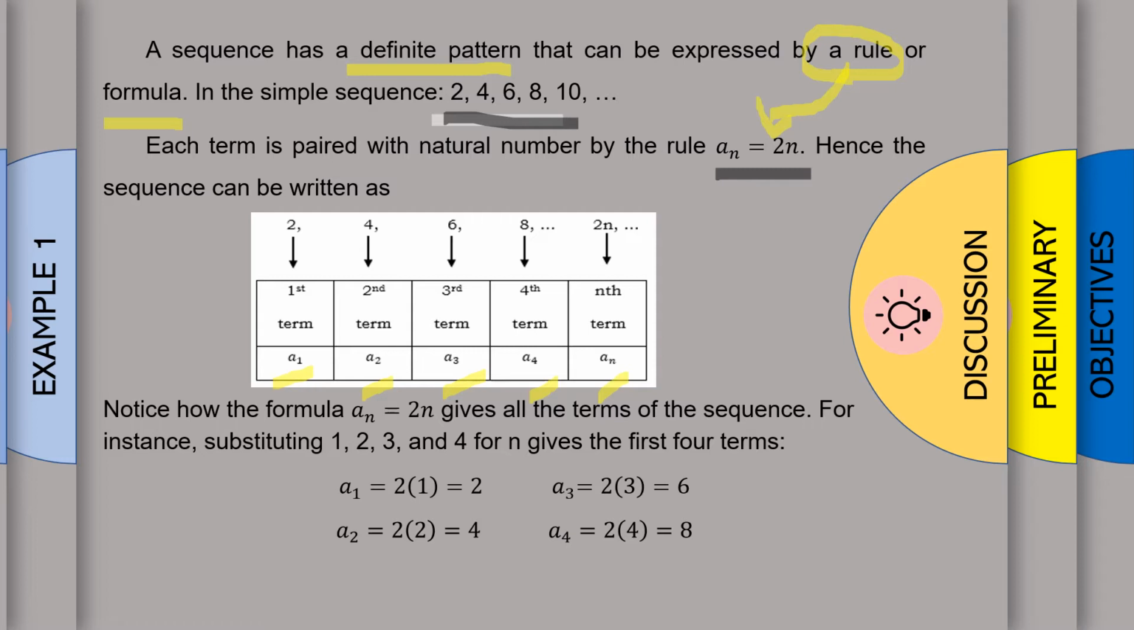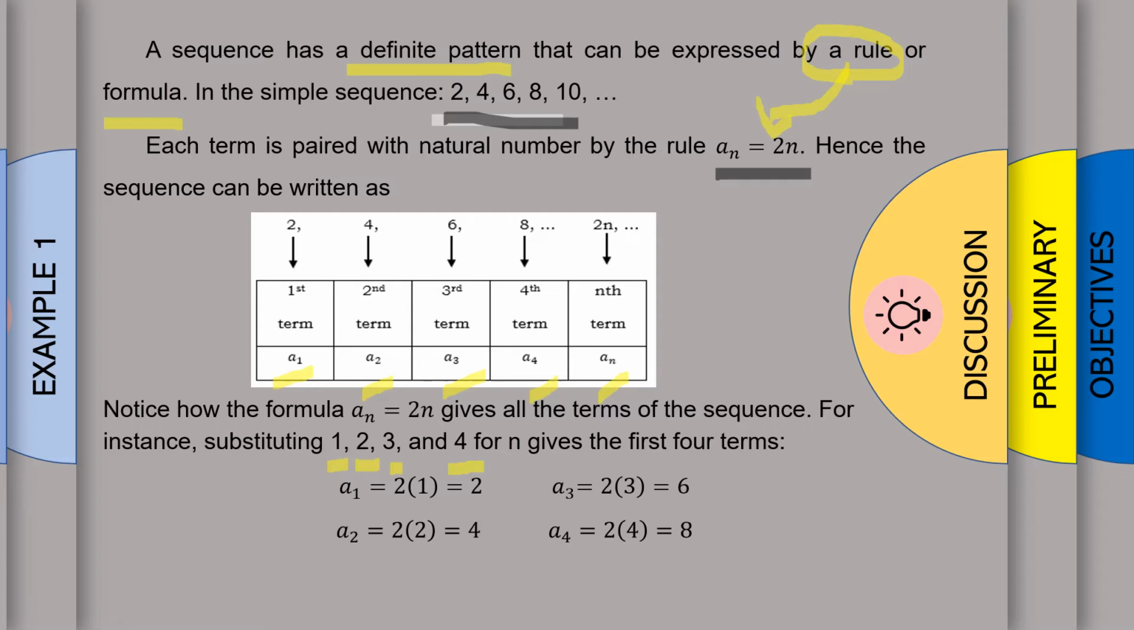Notice how the formula a sub n is equal to 2n gives all the terms of the sequence. For instance, what you're going to do is to substitute yung ating values ng ating n. That is 1, 2, 3, and 4. Kasi yun yung magiging order, no? Yung positioning niya. Ano nga ba yung makukuha nating value kapag ang n natin is 1? We're talking about the first term. Ano yung magiging second term, third term, and fourth term. Ganun mo siya iintindihin, no?